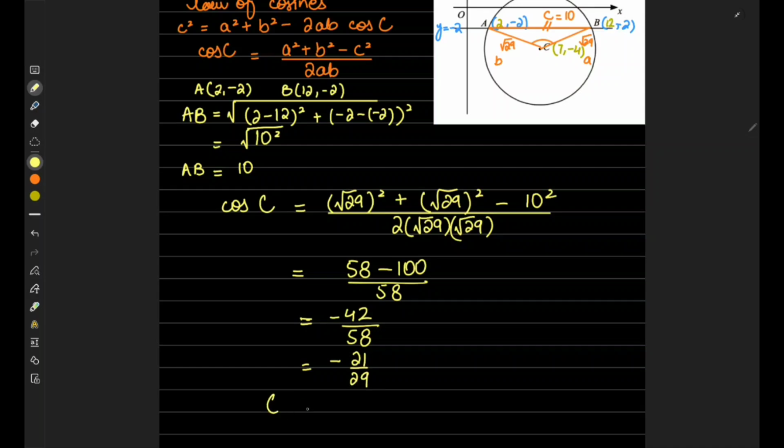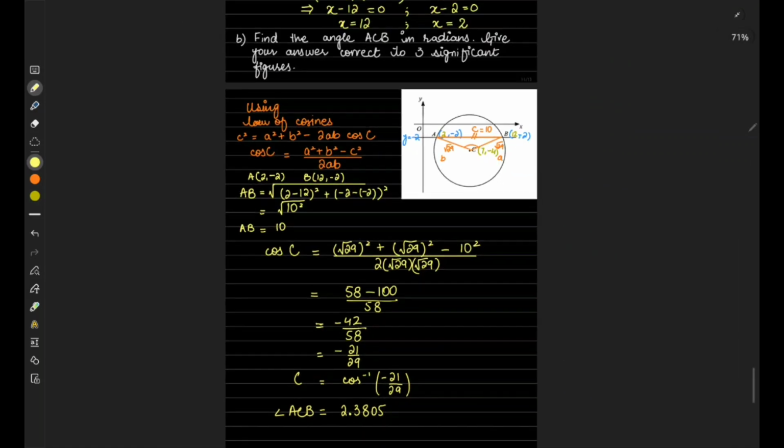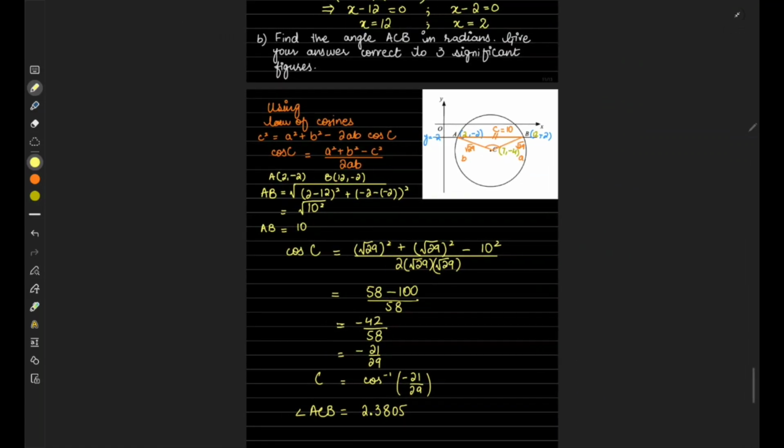And now angle C or angle ACB is equal to cos inverse of this. So when you do this cos inverse, we need to find it in radians. So keep your calculator in the radian mode and find the angle that comes out to be 2.3805. Okay, so this is your angle ACB in radians. This is one way of doing it by using law of cosines.